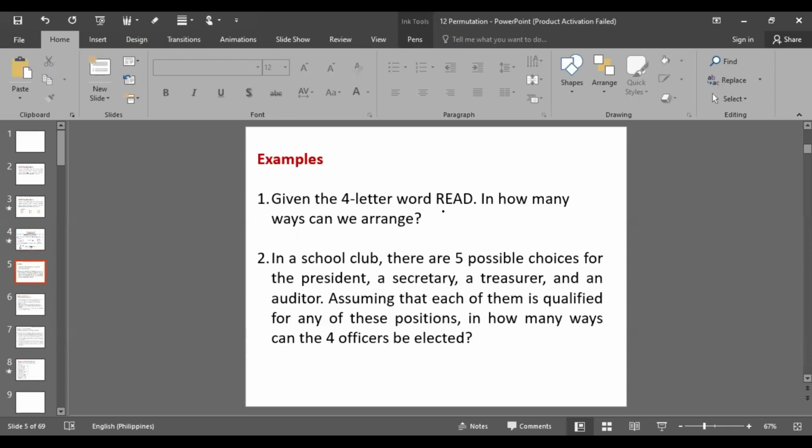Okay. So let's have these examples. Given the 4-letter word read, in how many ways can we arrange this 4-letter word? In this example, wala naman in-specify kung ilan lang yung kukunin nating letters dyan. Okay, so it is understood na all of these letters will be included in the arrangement. So saang case yan pasok? Case 1 or case 2? Obviously, it's in case 1.